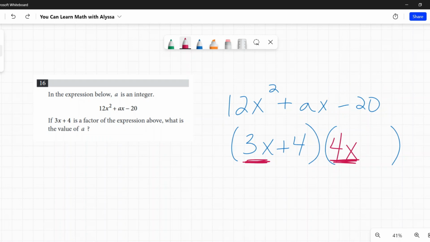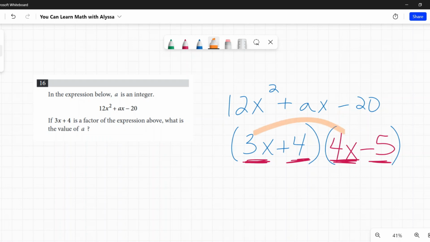And now I have this term, negative 20. The last term is always these two terms multiplied together. So 4 times what equals negative 20? Negative 5. Okay, so there it is. There's my factor, 3x plus 4 times 4x minus 5. So to find out what a is, I need to multiply all this fully using FOIL.